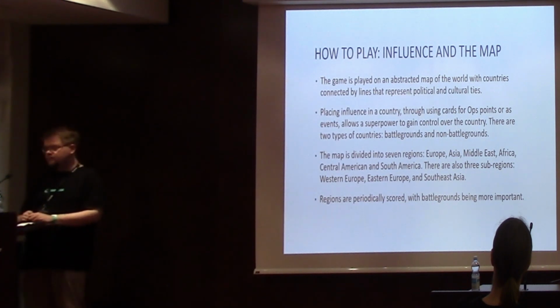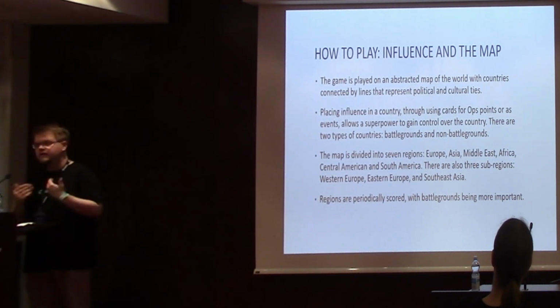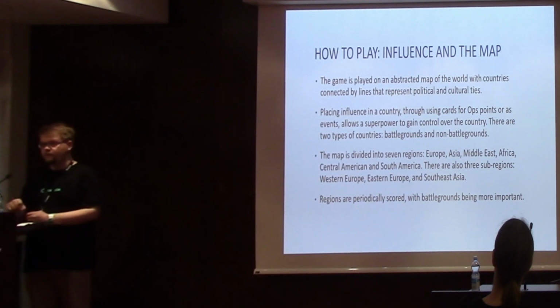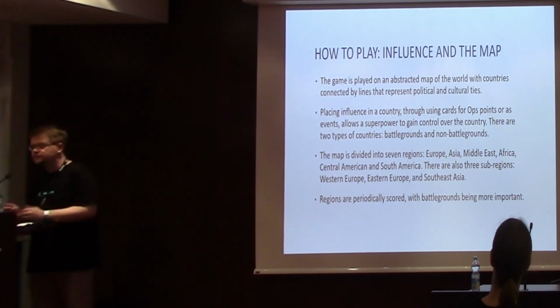So let's say we have Finland. Finland is a country with a stability of 4. If the USSR has 4 influence in Finland, then they control Finland. But if the US also has 1 influence in Finland, then the USSR only has 3 more influence in Finland than the US, which means that they don't control the country. Basically, it just means that there are certain countries that are harder to take over than others.